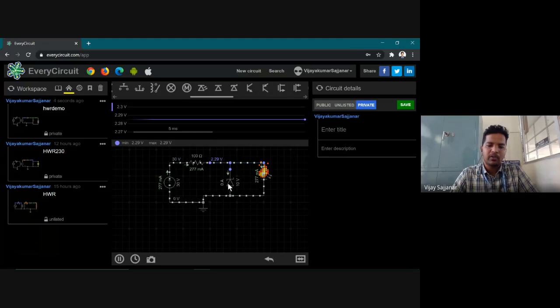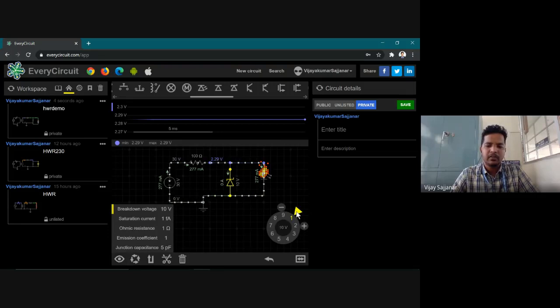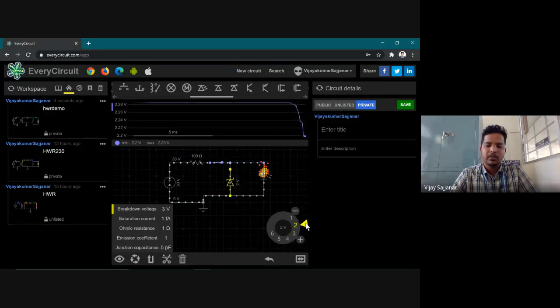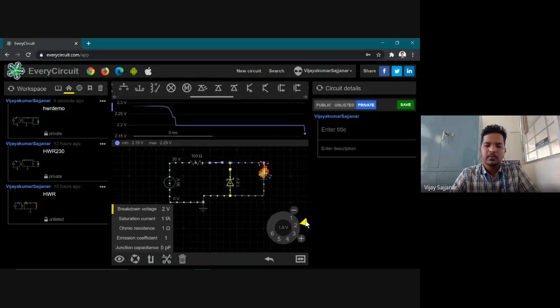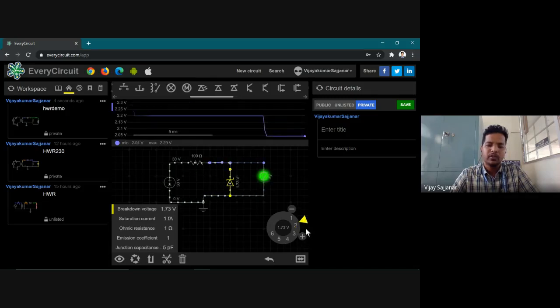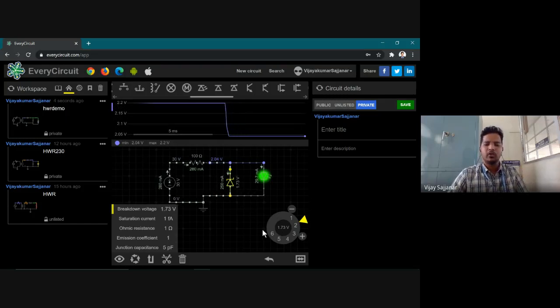What we'll do is, we'll try to reduce the Zener breakdown voltage. Instead of 10, let's go with a smaller value. We'll observe when the diode is going to glow. Somewhere around 3 volts, it should start to glow. Still damaged, still damaged. Okay, so somewhere around 1.73, the diode is going to glow.